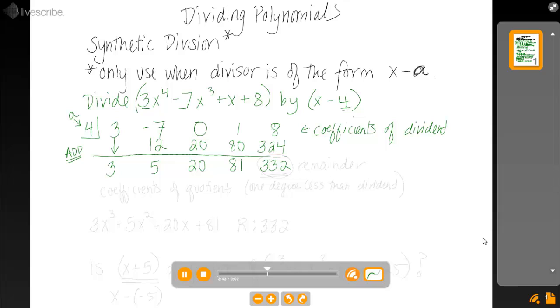What the heck do these numbers now represent? Well, these are the coefficients of our quotient. How do I know the degree of our quotient? Well, we took a quartic divided by a linear. Our quotient is going to be a cubic. Our quotient is always 1 degree less than our dividend if you're dividing by a linear. So let's write that down. Coefficients of quotient, 1 degree less than dividend.